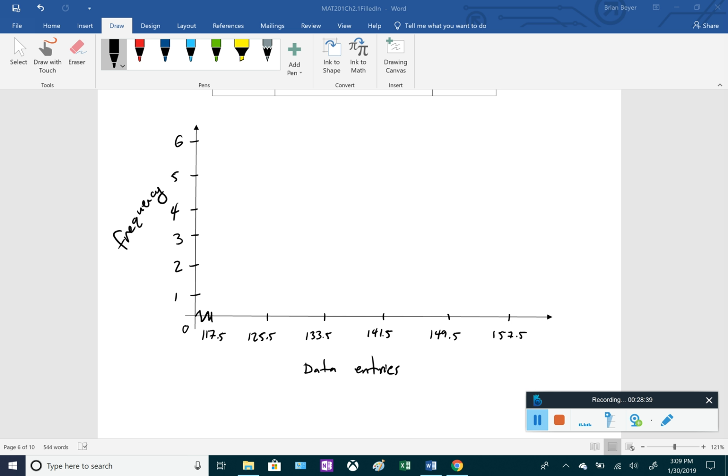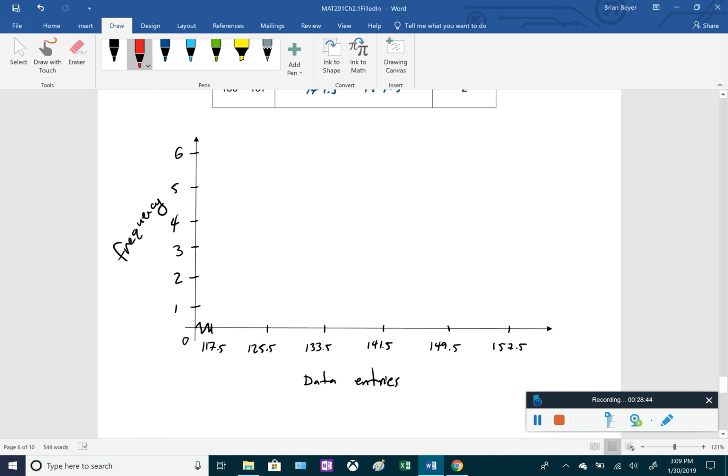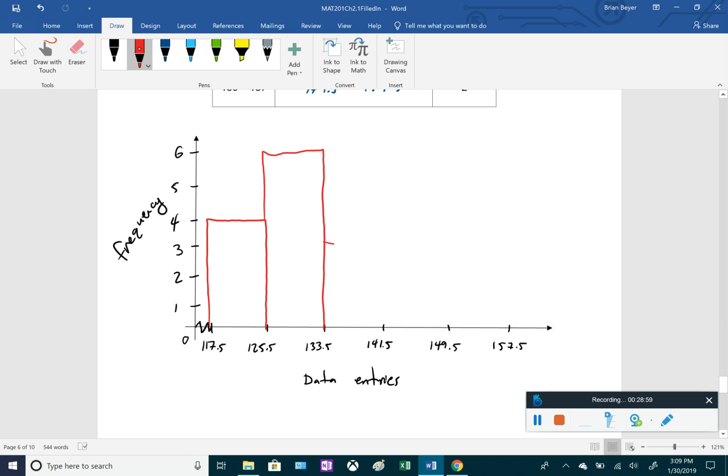Filling this in, the first class had a frequency of 4, so make a bar up to 4. The next class had a frequency of 6, so we go up to 6. The next one had a frequency of 3. And then the last two had a frequency of 2. Okay, so this would be the frequency histogram for that data set with 5 different classes.